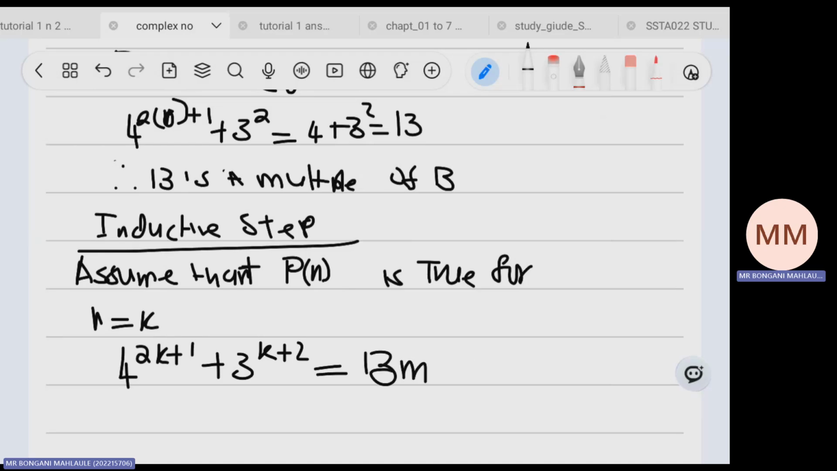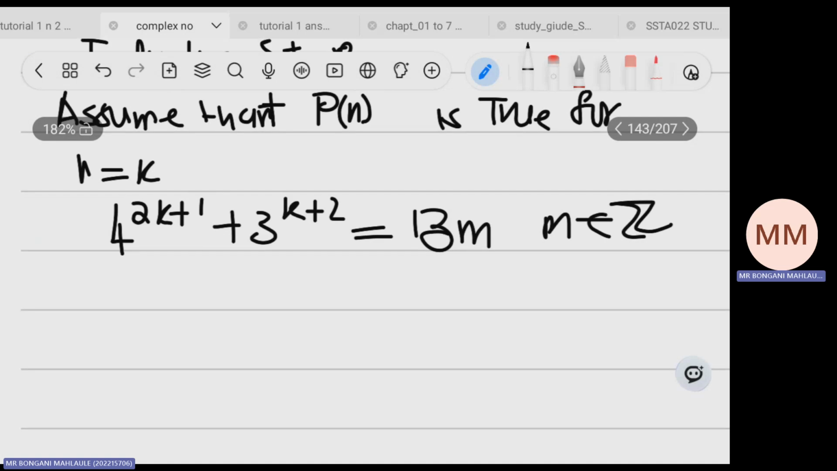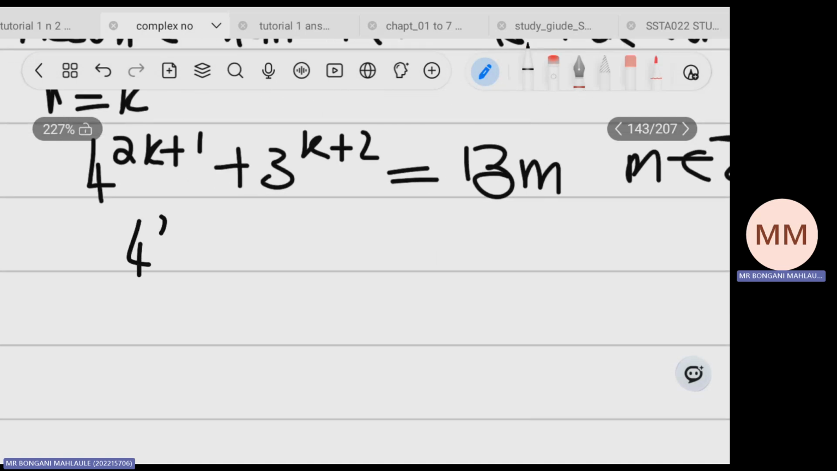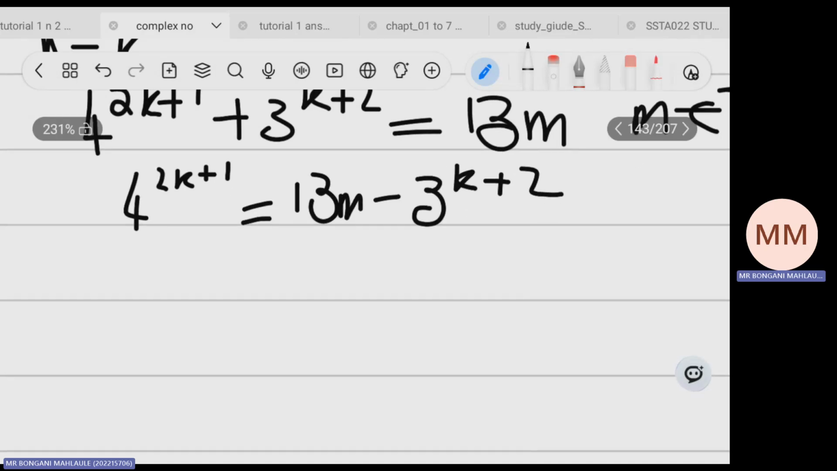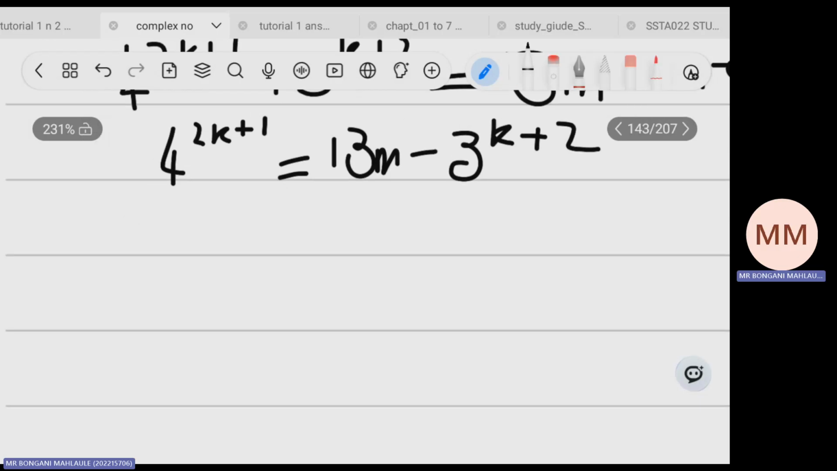And this will be equal to 13m, where m is an element of integers. Then this will be 4^(2k+1) = 13m − 3^(k+2). So this is actually true. Then we'll check for the deduction step.